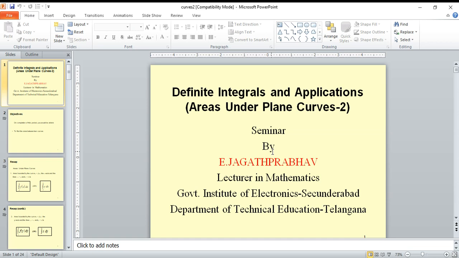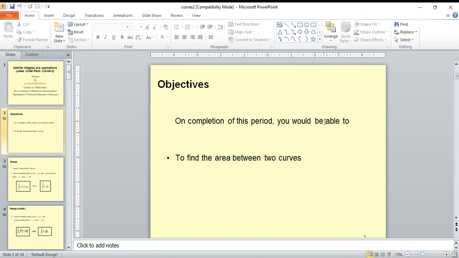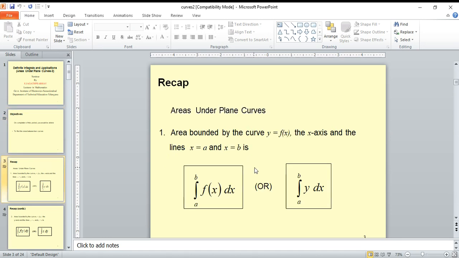So last class we discussed plane area. We are finding plane area in a curve and x-axis and the lines x equal to a and x equal to b. Today we are going to discuss area in between two curves, that is line and curve, in between two curves. On completion of this period, you will be able to find the area between two curves and area between line and curve.